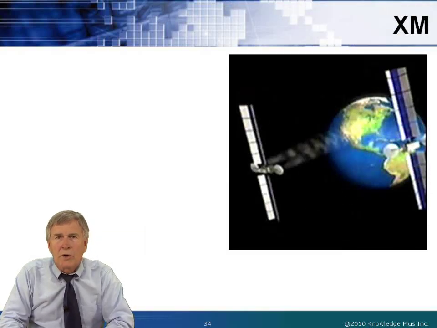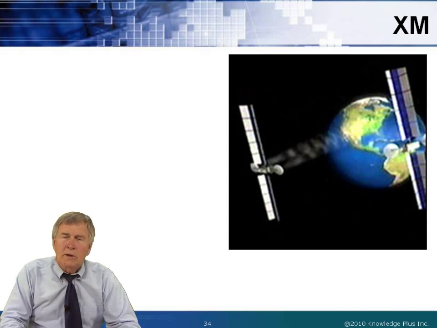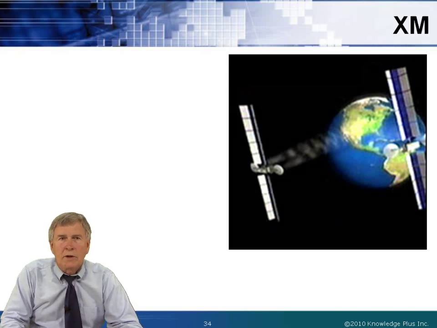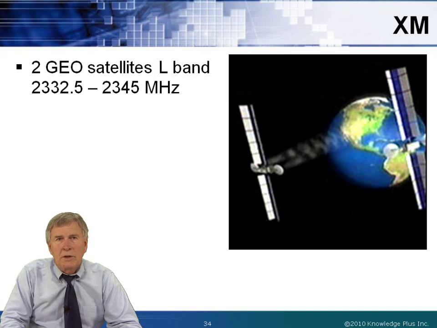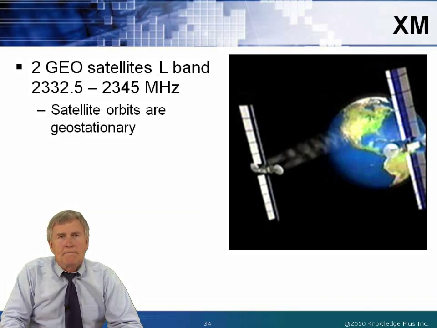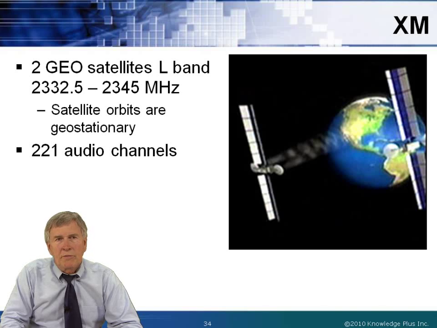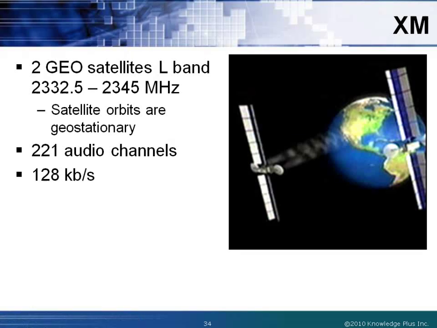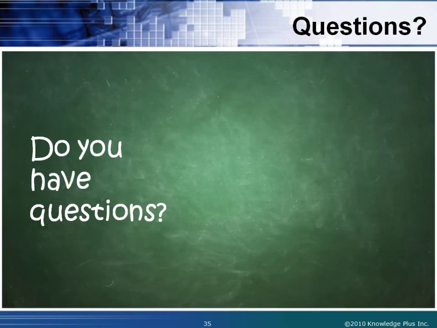All right, XM radio. If you have it, then it's a very pleasant way to have unobstructed communications. In the L-band here, based on 2 geostationary satellite positions, and this is to make sure that you don't have a sun outage problem. Satellite orbits are geostationary, feature over 200 audio channels based on a 128 kilobit data stream, and that means we can get very high quality. There are some terrestrial impeders involved.